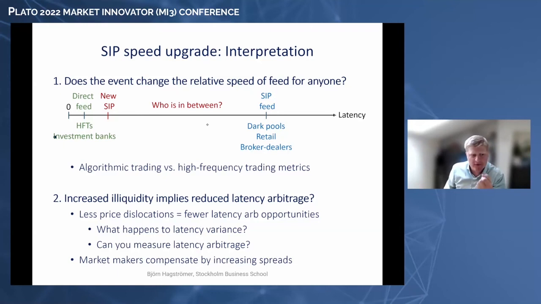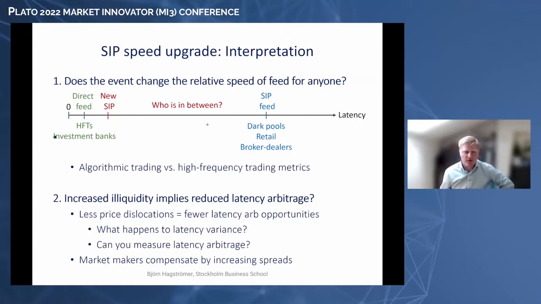My alternative story or interpretation of the results is that the fact that the market makers increase their spreads following the event must tell us that market makers lose in some way in the event. And I'm thinking that the market makers may be moonlighting as latency arbitrageurs as well, that they make money on the time difference between the direct feed and the SIP feed. And we can think of these price dislocations on the previous slide as latency arbitrage opportunities. And then what we see is that there are fewer of those and they are more short-lived. So maybe there is something there.